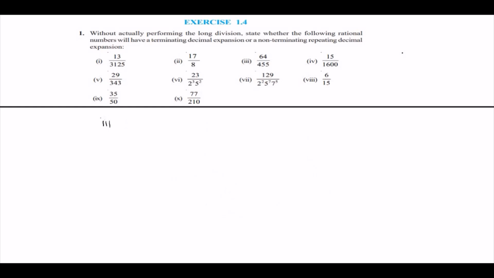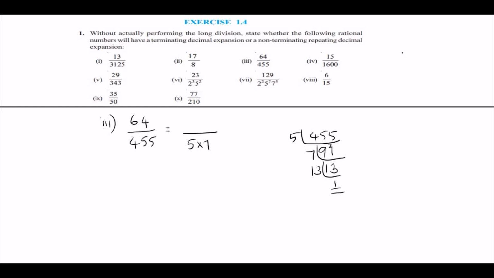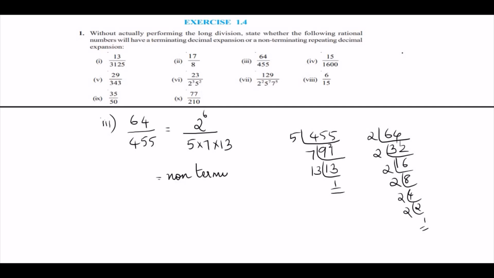The third number is 64 by 455. So when you factorize 455, you get in the denominator 5 into 7 into 13. And in the numerator, when you factorize 64, you get 2 raised to 6. So there are no common factors, that is, these two are co-prime. And if you check the denominator, you can see there is a factor 7 and 13 other than 5. That means it is not of the form 2 raised to m, 5 raised to n. So you can say it has a non-terminating and repeating decimal expansion.